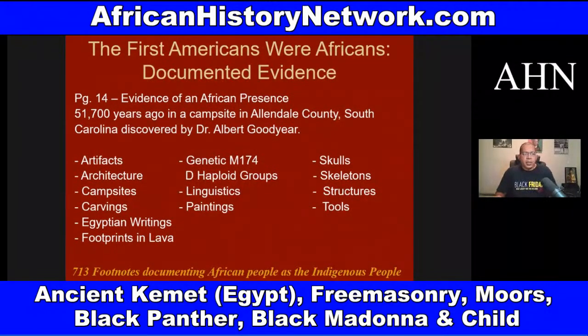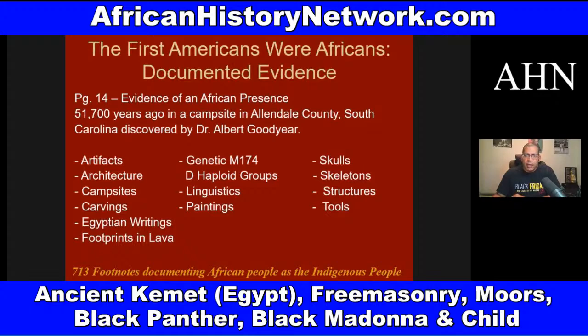Page 14 of his book, he deals with a discovery from Dr. Albert Goodyear, who's an archaeologist at the University of South Carolina. And they made this discovery in 2004. They found artifacts, architecture, campsites, carvings, Egyptian writings, footprints in lava, genetic M174D haploid groups dealing with DNA and genetics, and linguistics, paintings, skulls, skeletons, structures, and tools. They found 13 different types of evidence, fairly documenting the African presence in the land we call the United States of America, going back at least 51,700 years ago.